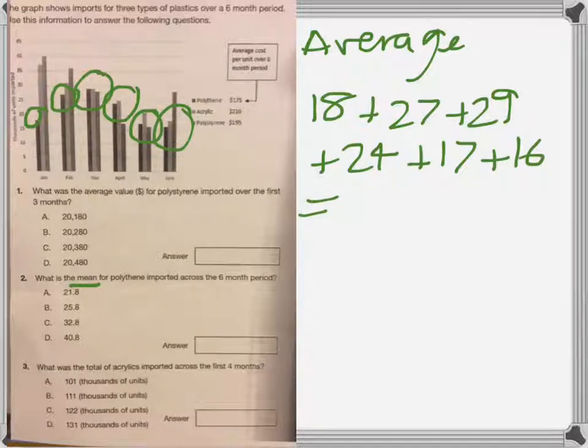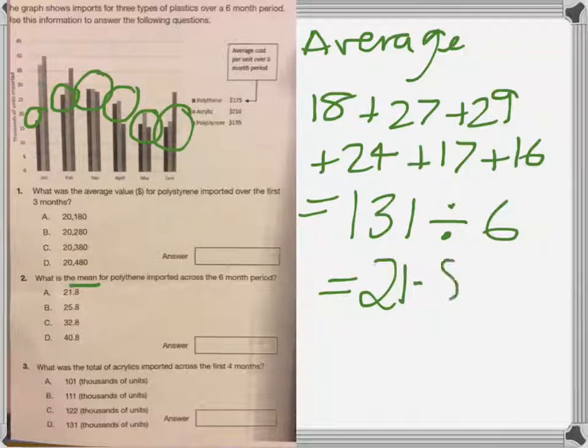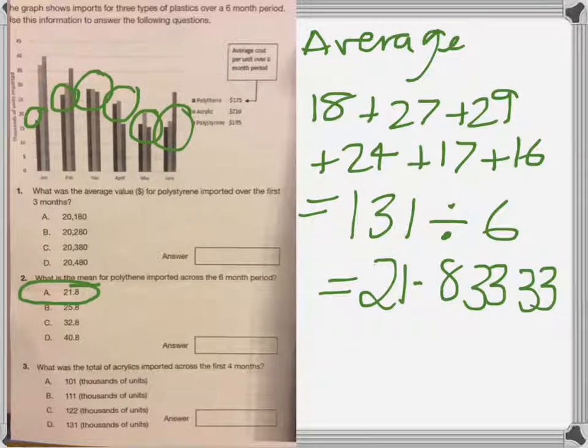If we add all of those together on a calculator, we get 131. And then we need to divide by the number of values. So because it's 6 months, we have 6 values, so it's divided by 6. The answer we get is 21.8333, and so it goes on. So we're looking for the closest one, so our closest answer would be 21.8, which is answer A.